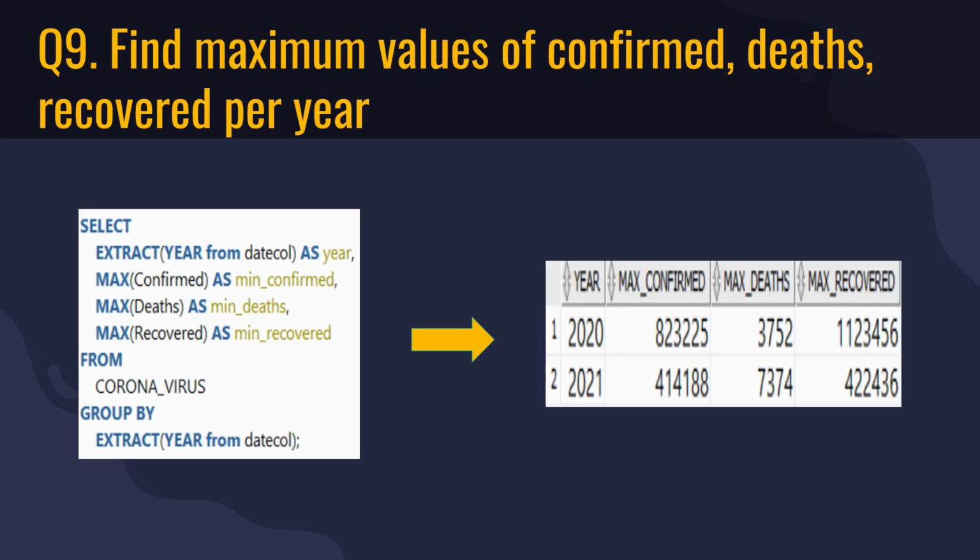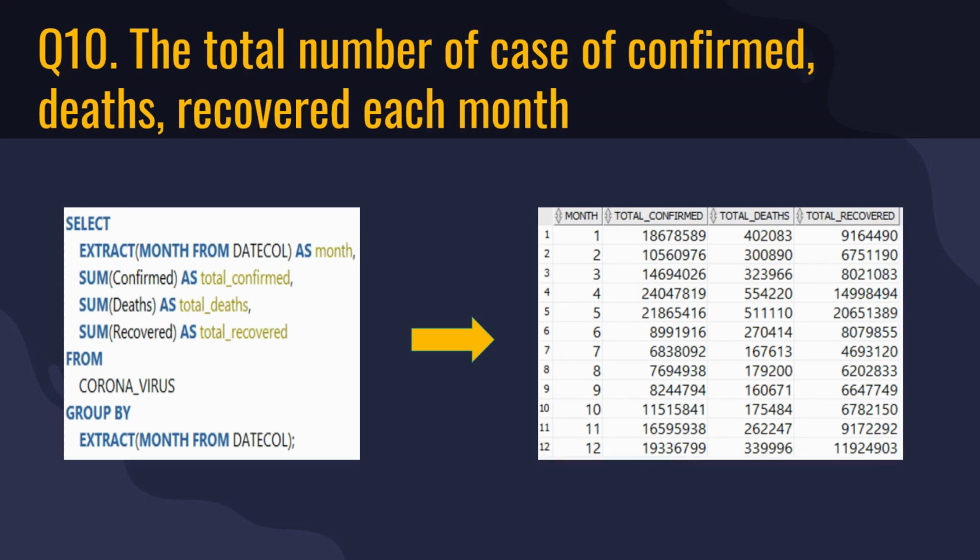Conversely, we identify the highest reported numbers for confirmed cases, deaths and recoveries per year to pinpoint peak outbreak periods. The output reveals these maximum values, showing when and where the highest impacts occurred each year. To understand the overall monthly impact, we calculate the cumulative totals for confirmed cases, deaths and recoveries each month. The output provides these monthly totals, reflecting the virus' overall monthly burden.